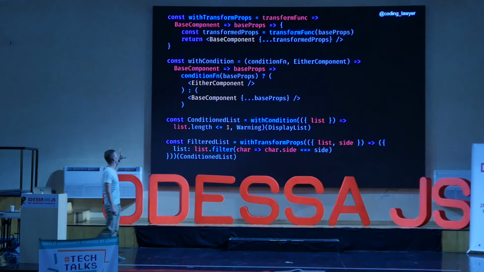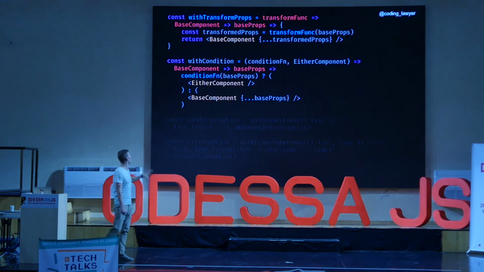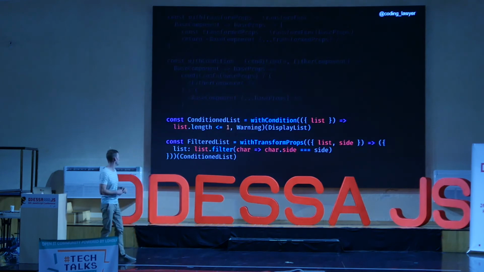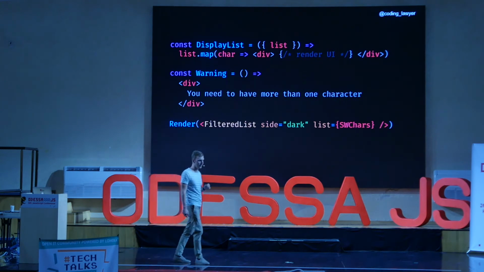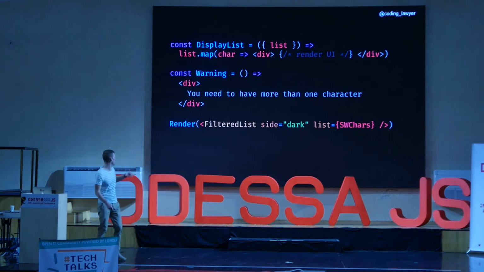Here we have two higher order components we've seen before, withTransformProps and withCondition. Then we have two enhanced components, conditionedList and filteredList. Then we have a DisplayList component and a Warning component. That's the new component that displays the warning message, as you can see. And then we have our render method.